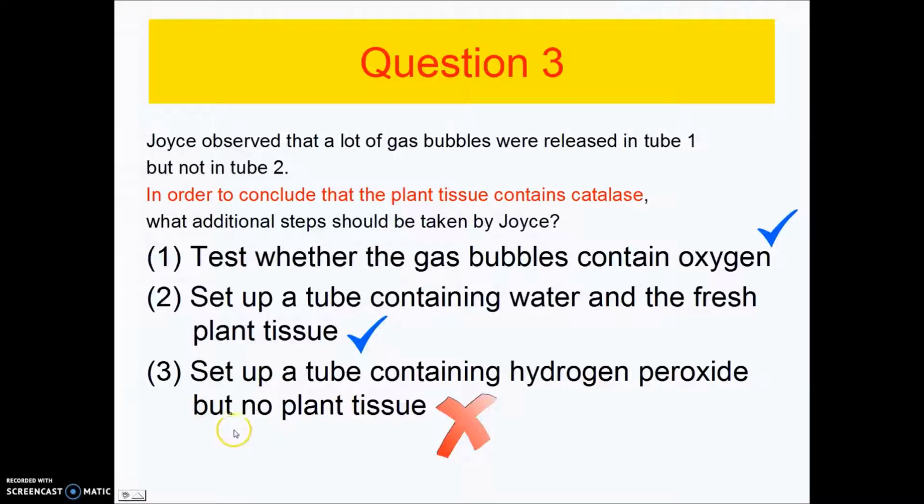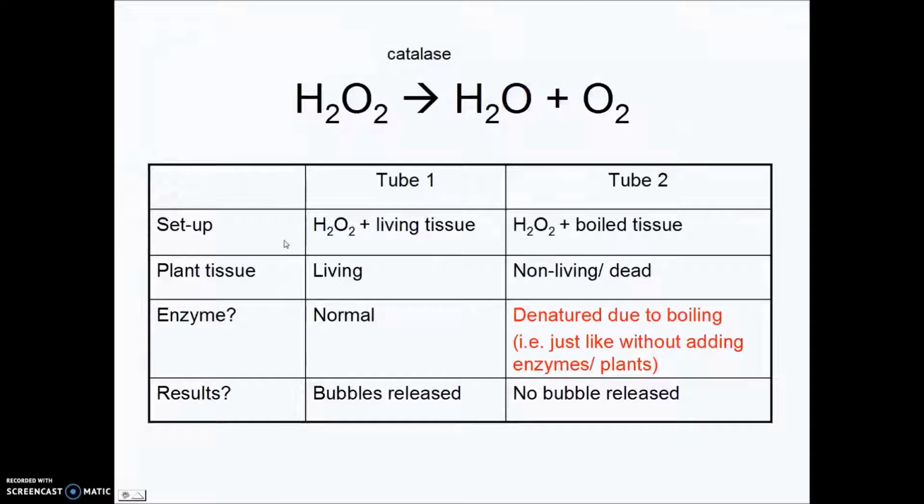Probably it is not a kind of additional step. We can do it, but it's not additional. Why? Because in test tube 2, we use the boiled tissues, and the enzyme inside the boiled tissue should be denatured due to boiling. So probably that's why I said before, it's just like that. We did not add anything.